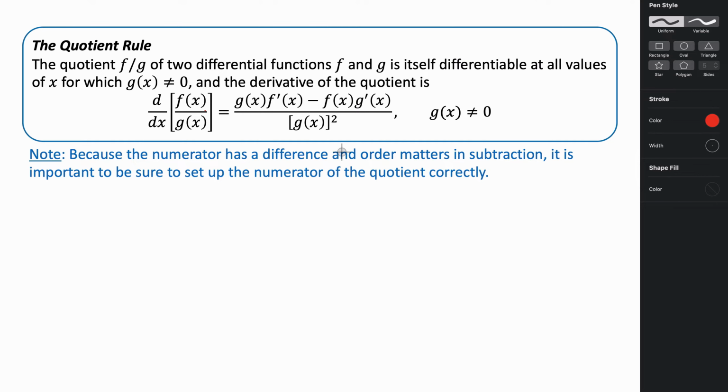Now, one thing that's important to note is because the numerator is a difference, the order does matter, unlike what we had in the product rule where it didn't really matter because of the commutative property. We know that the commutative property does not apply in subtraction, so we need to make sure that we set up the numerator correctly when we're doing the quotient rule. So let's go ahead and try a couple examples of this.